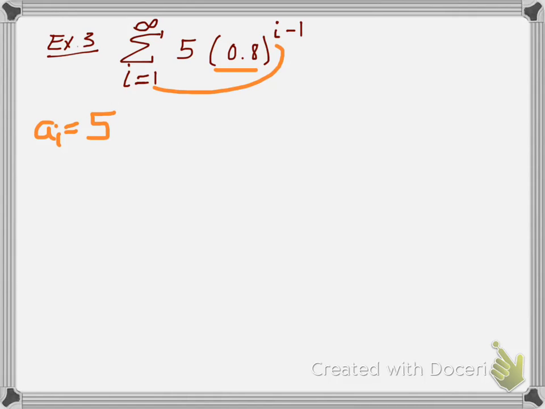Now, this could be a 1. It could be the i. It could be a 0. It could be a 2. It could be a different number. So go and see what it is and actually plug it in.